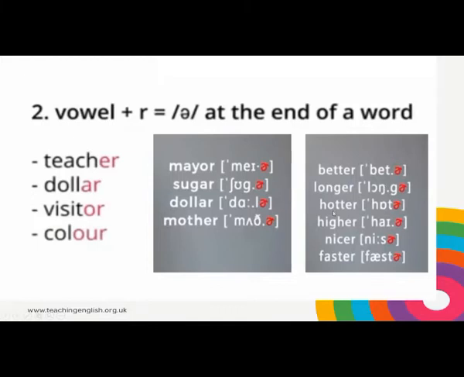longer, hotter, higher, nicer, and faster. Okay, so the second pattern where we produce a schwa is vowel plus ER.